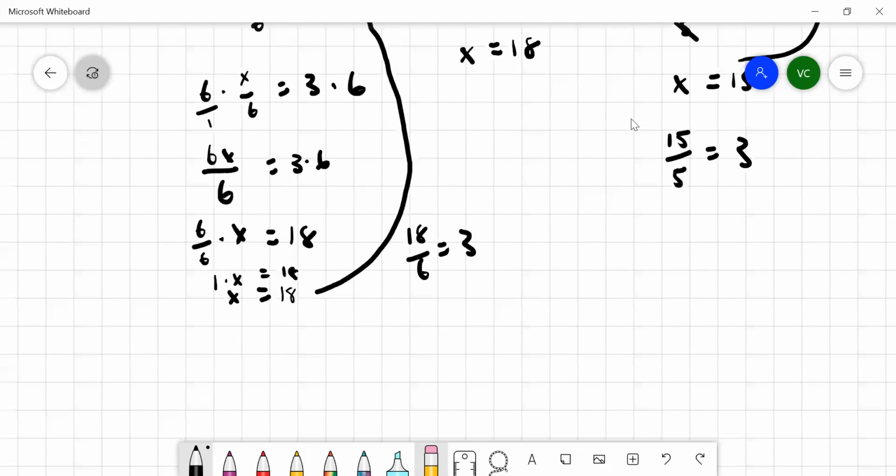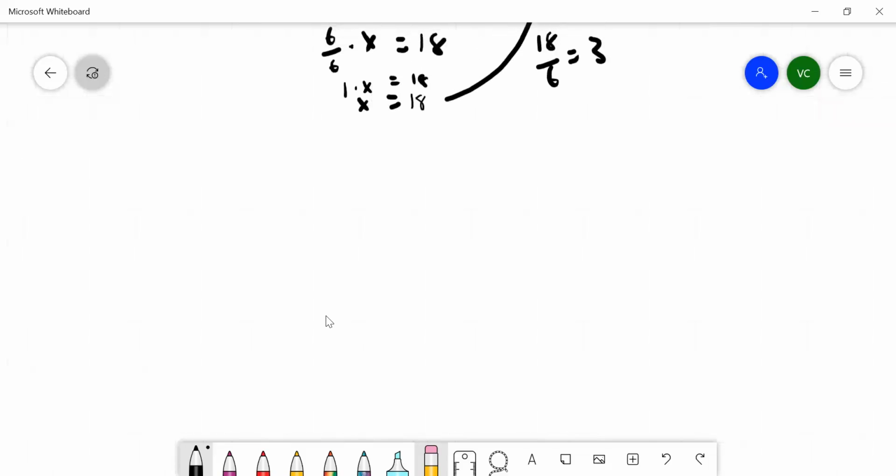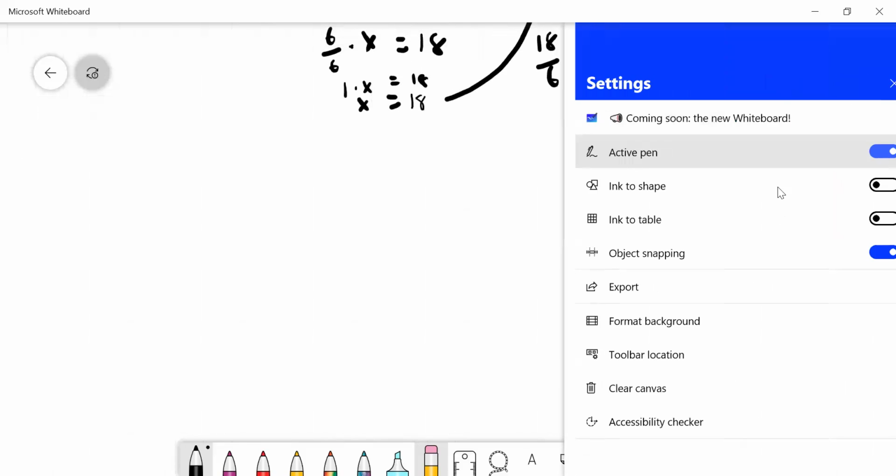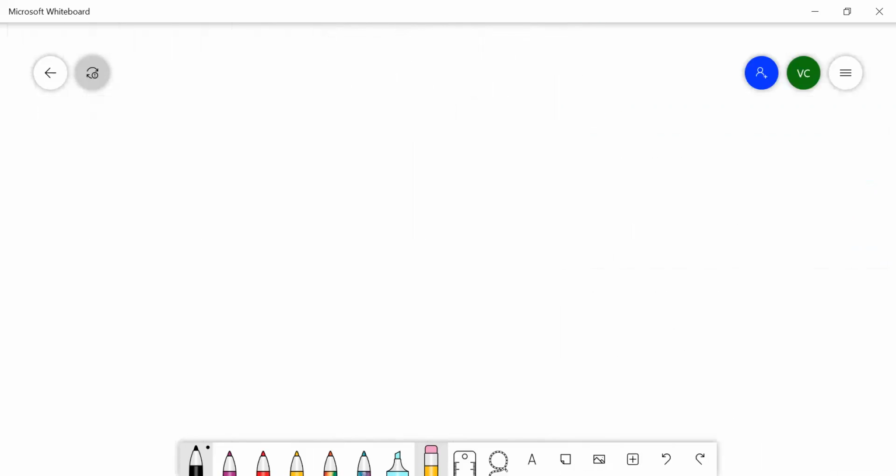Okay, on to a more complicated example. Let's clear out this page. And let's say they give us 5x plus 9, all divided by 2, and that's going to equal 12. Okay, pause the video and try to figure out the first step.